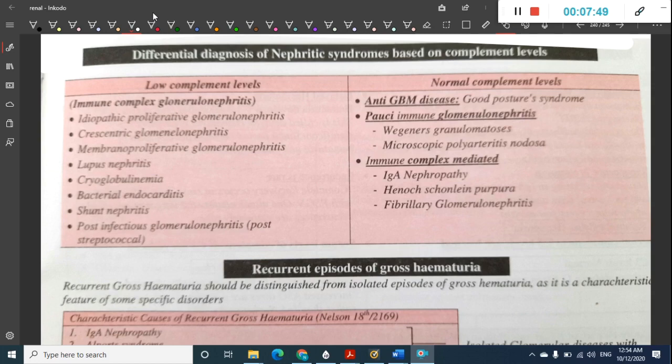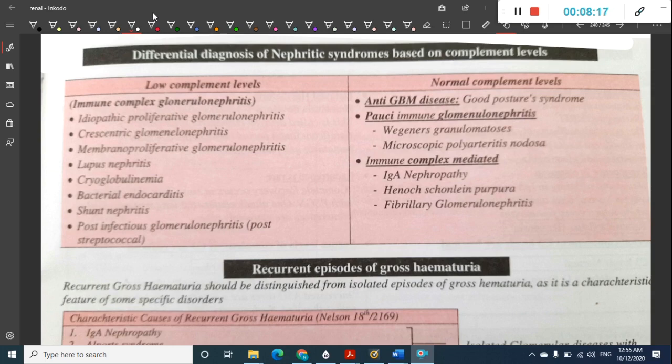And those diseases which have normal complement levels include anti-GBM disease like Goodpasture syndrome, pauci-immune glomerulonephritis like Wegener's granulomatosis, microscopic polyangiitis, immune complex mediated diseases like IgA nephropathy, Henoch-Schönlein purpura and fibrillary glomerulonephritis. So these are the diseases which have normal complement levels.